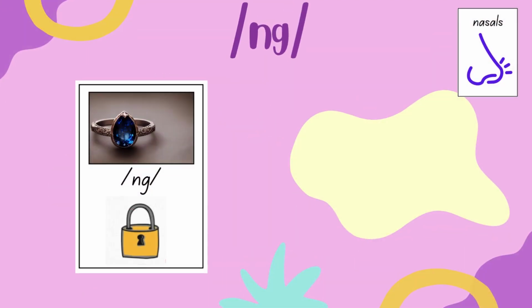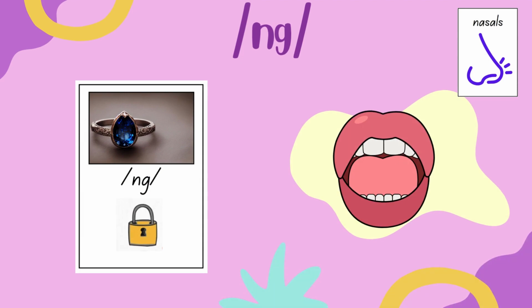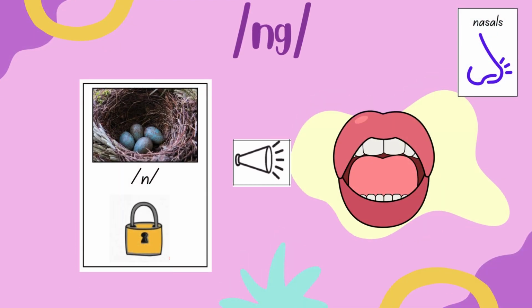The next sound we make by lifting the back of our tongue is the ng sound, like at the end of ring. When you make the ng sound, you touch the back of your tongue against the roof of your mouth and you push air out of your nose. Your voice is turned on when you say ng.